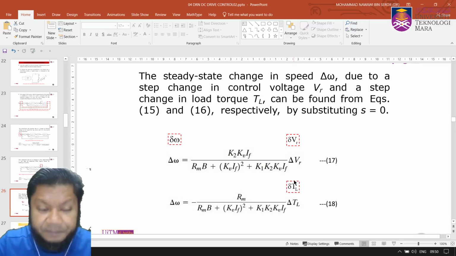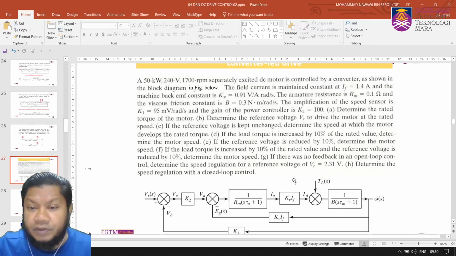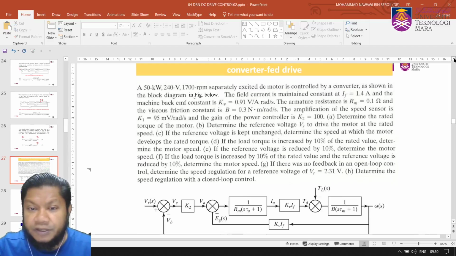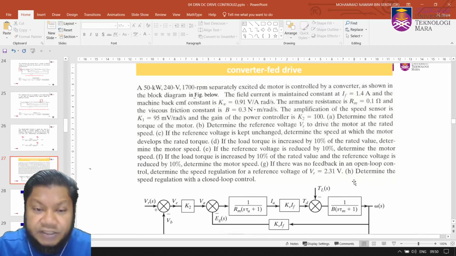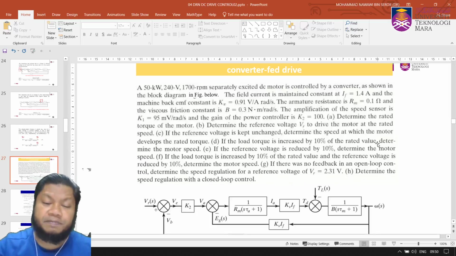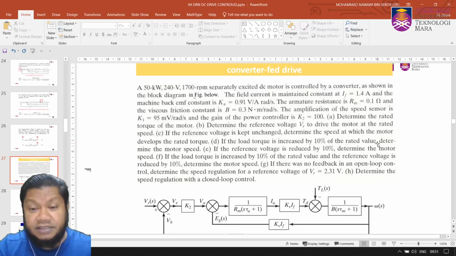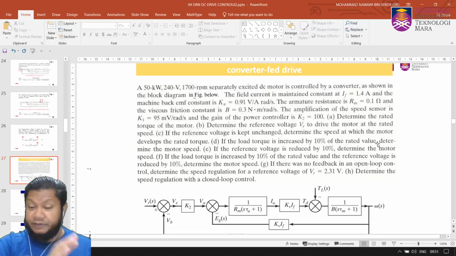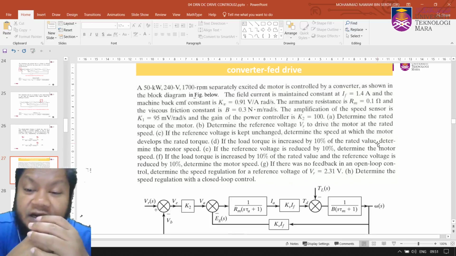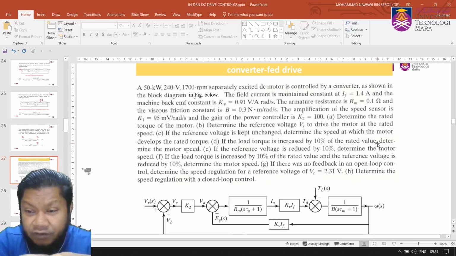Now we look into the converter drive. Now we look into the questions. We have a 50 kilowatt, 240 volt RMS VS, 1700 RPM separately excited DC motor controlled by a converter as shown in the block diagram below. So it just represents in terms of block diagram. The field current is maintained constant at IF equals 1.4 amp, and the machine back EMF constant is 0.91 volt per ampere radian.